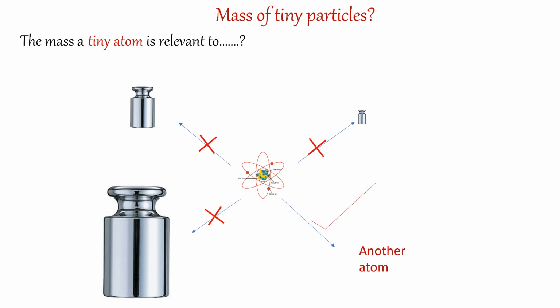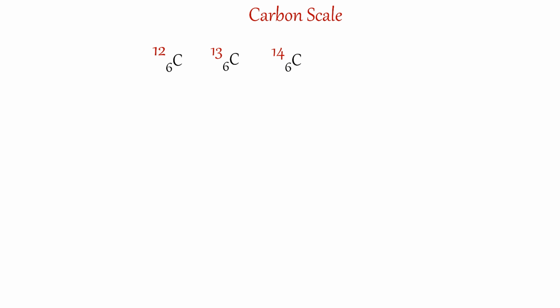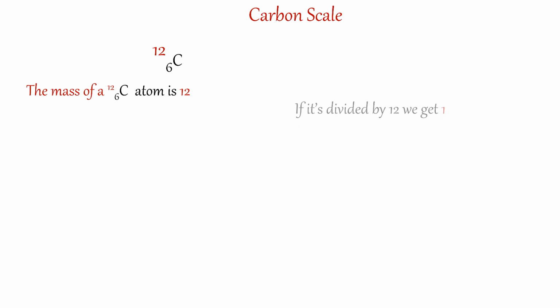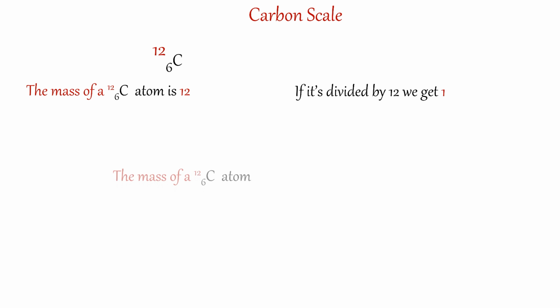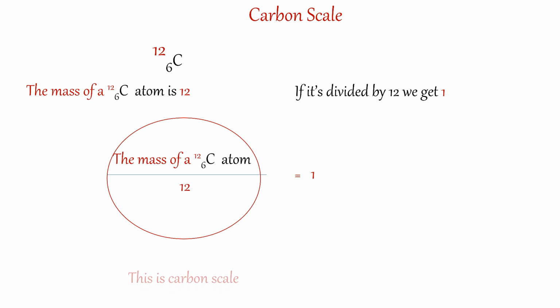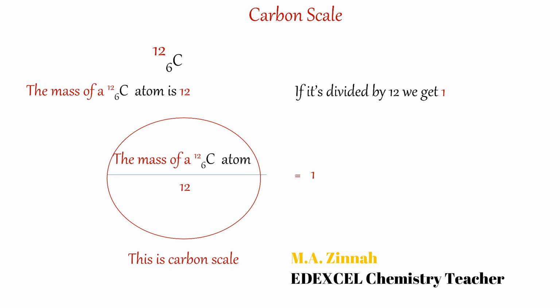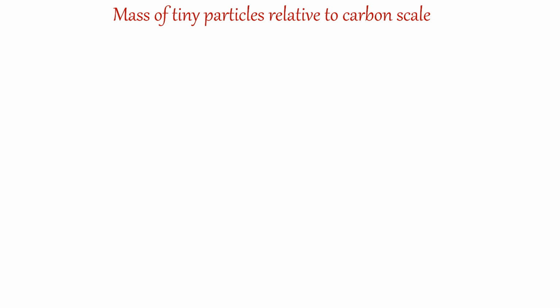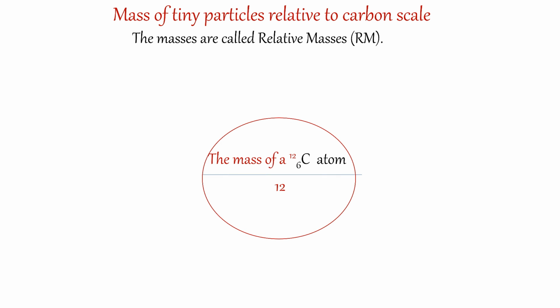So they are relevant. Carbon has 3 isotopes: carbon 12, carbon 13, and carbon 14. Carbon 12 is most abundant and they have chosen carbon 12. The mass of a carbon 12 is 12. If you divide this by 12, you get 1. This is the carbon scale. This is used to measure the mass of all tiny particles. Mass of tiny particles relative to the carbon scale are called relative masses. This is the unit mass, the carbon scale.